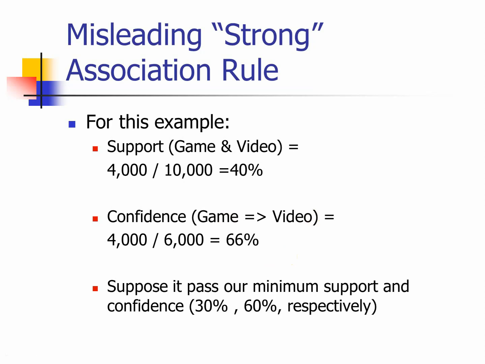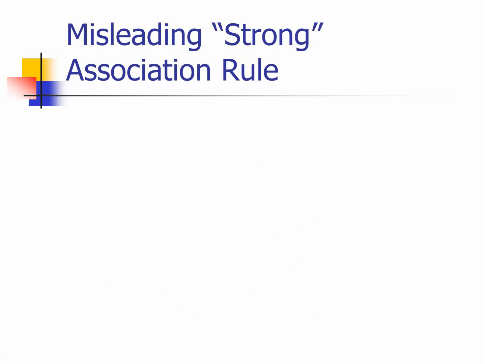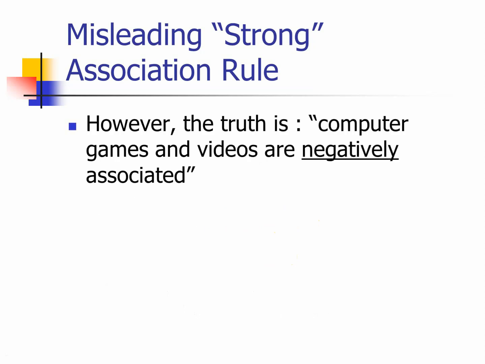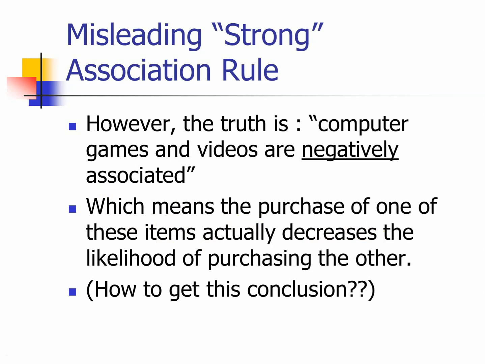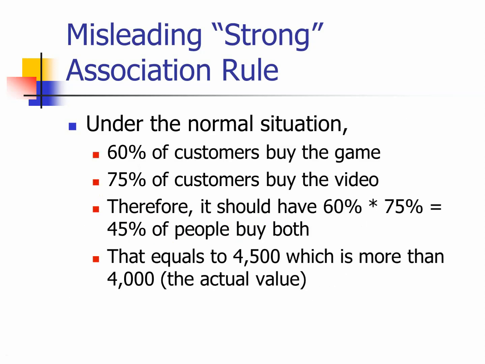Why is the manager saying, instead of people who buy games going to videos, that people who buy games are actually less likely to buy the video? That totally contradicts the rules that we found. So what is going on? And the manager keeps saying that the purchase of one of these items actually decreases the likelihood of purchasing the other. So you have a lot of questions, like how was that conclusion drawn. This is something very interesting, and that's something I want to discuss with you.